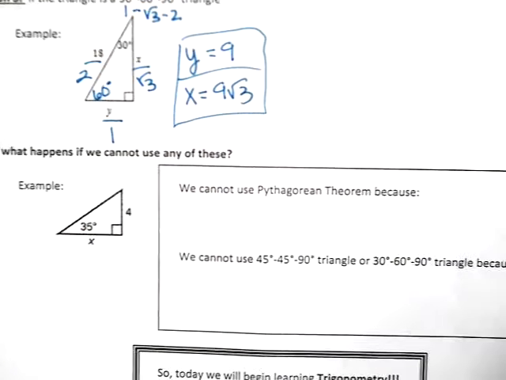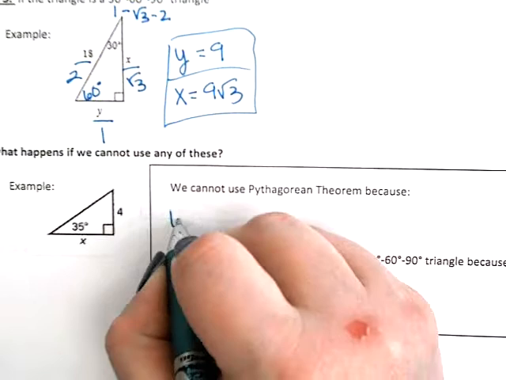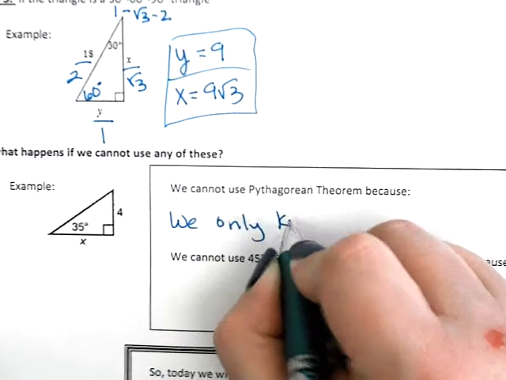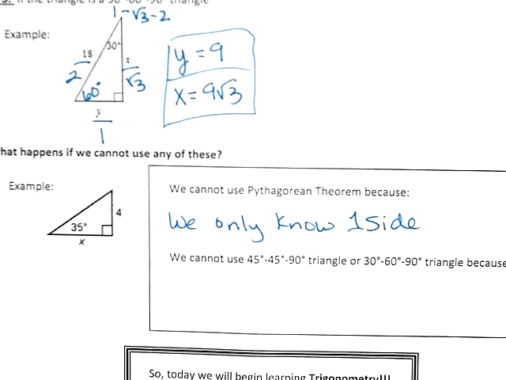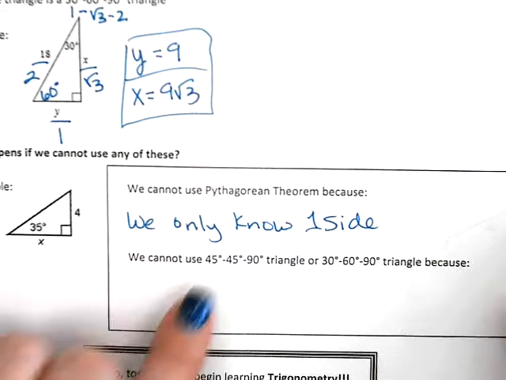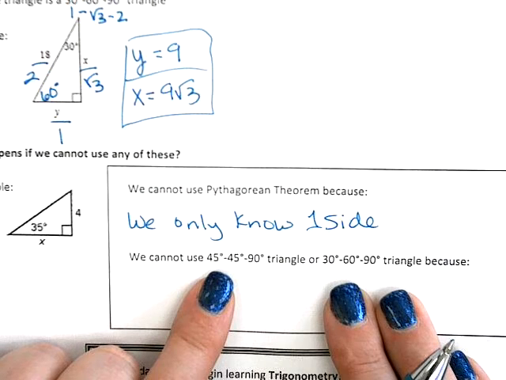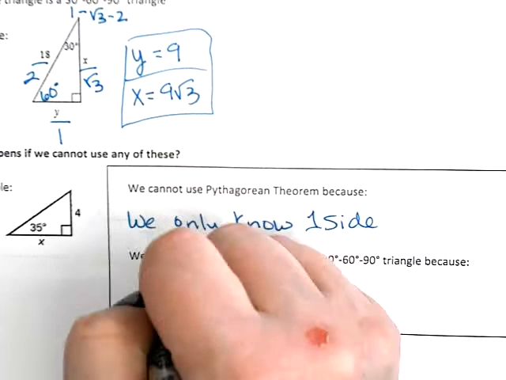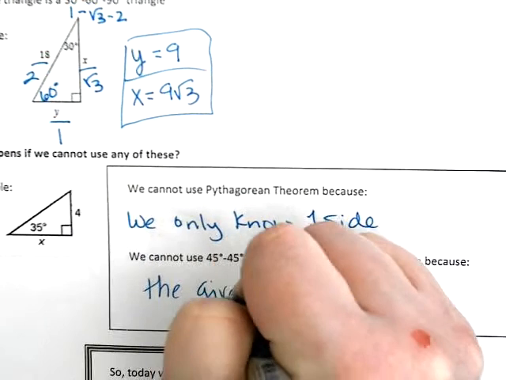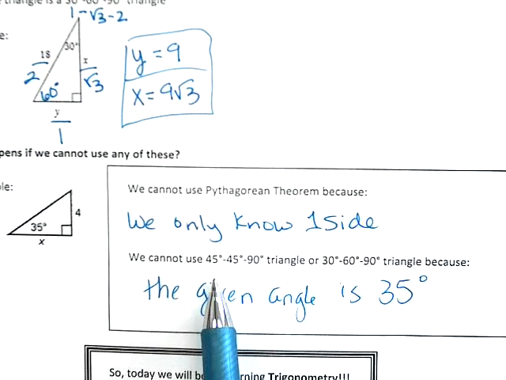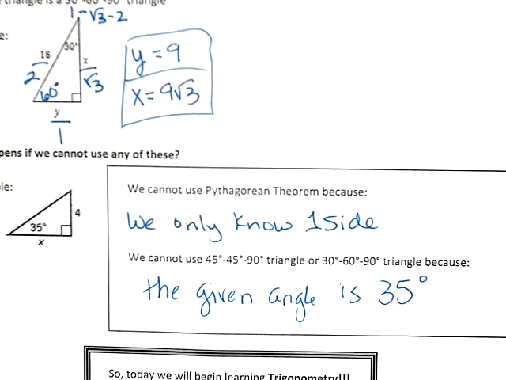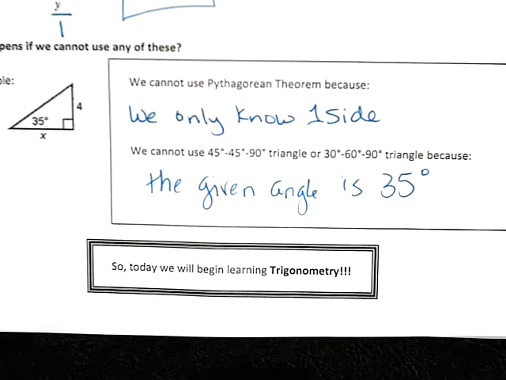So we can't use Pythagorean theorem because we only know one side. We can't use Pythagorean theorem if we don't know two of the sides, because otherwise we're going to have two variables, right? We can't use 45, 45, 90 or 30, 60, 90 because the given angle is 35 degrees, not 45 or 30 or 60. It's 35, so we can't use it. That's where trigonometry comes in, all right? That's where we're going to use these trig ratios.